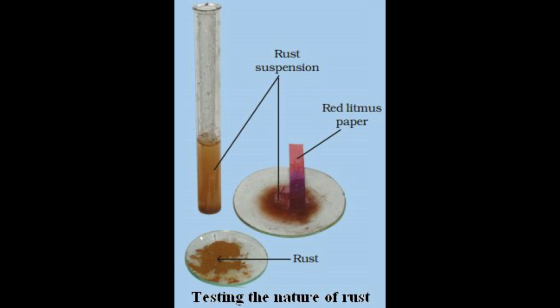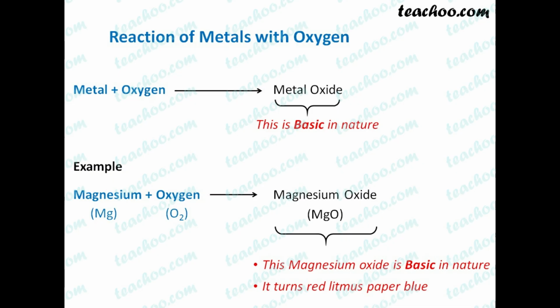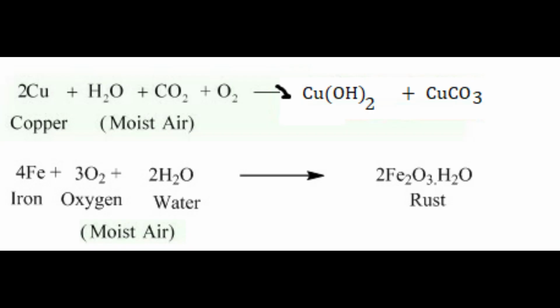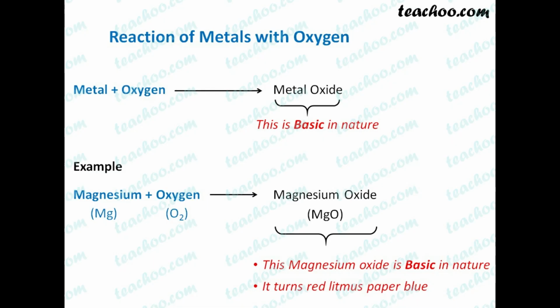I repeat once again. Magnesium reacts with oxygen to form magnesium oxide. Iron reacts with water and oxygen to form iron oxide, that is Fe2O3.xH2O, which is the formula for rust. And copper reacts with water, carbon dioxide and oxygen in air to form copper hydroxide and copper carbonate. All the metallic oxides and hydroxides are basic in nature. Finally, we conclude that metallic oxides are basic in nature. In the next class, we shall start with the reaction of nonmetals with oxygen.